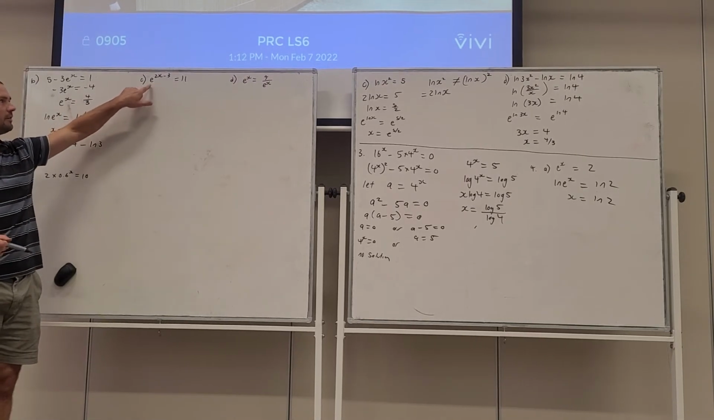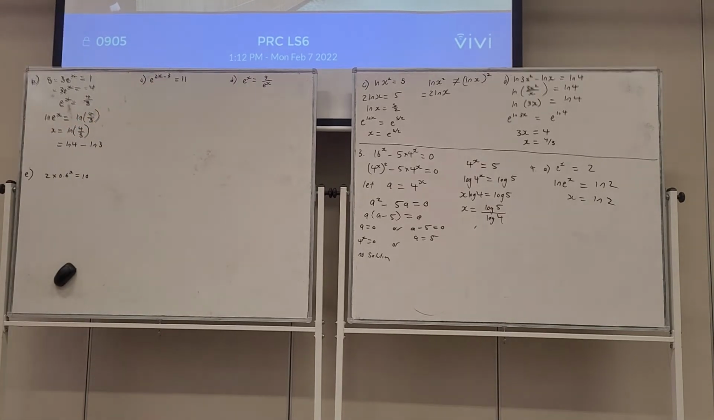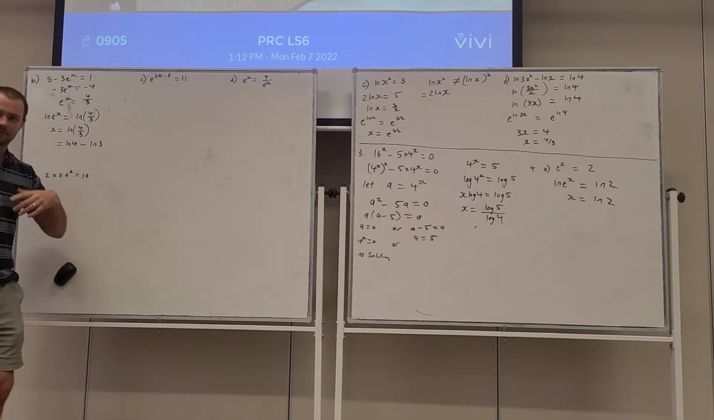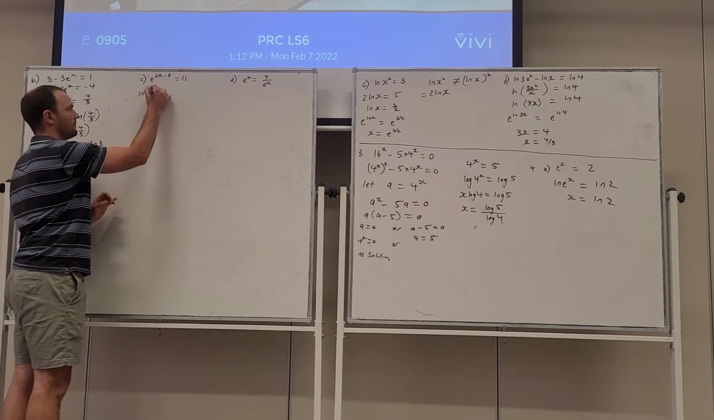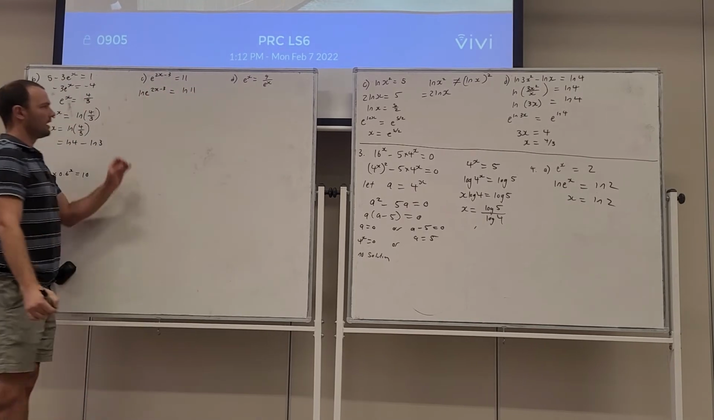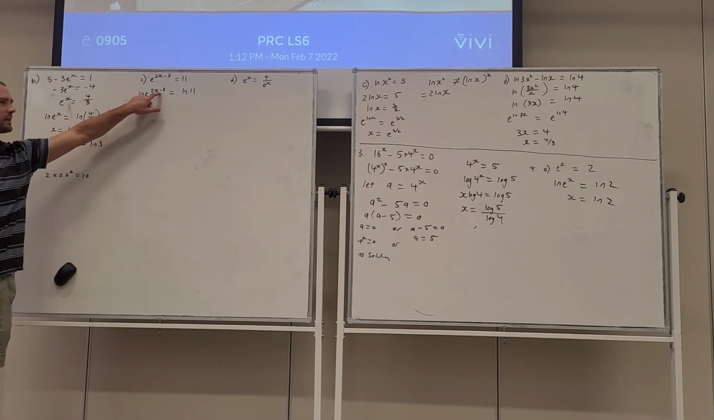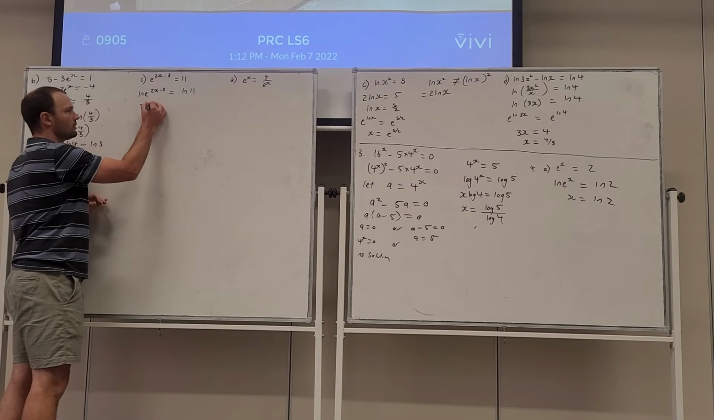Here we've got c, we've got e to the 2x take 3 equals 11. Now we've already got e all by itself, okay? So that means we're ready to put the ln on both sides. That's going to be our first step here. And then ln of e to the 2x take 3 simplifies to, e and ln cancel, 2x take 3.